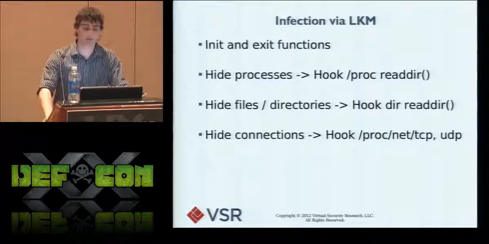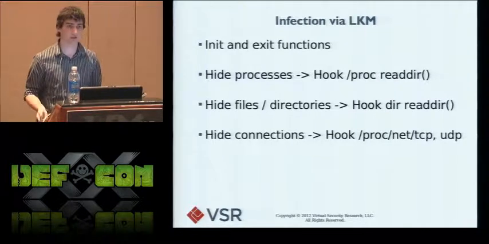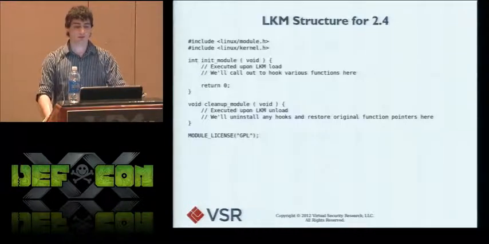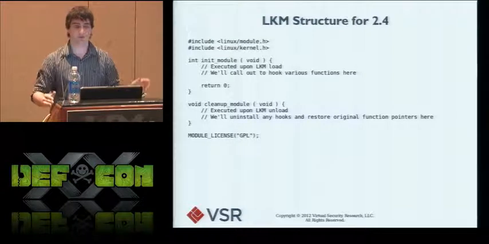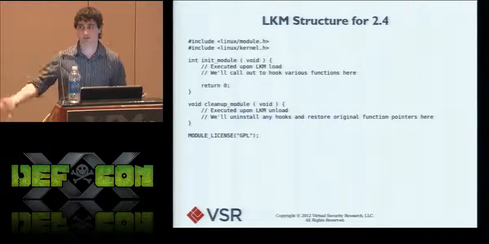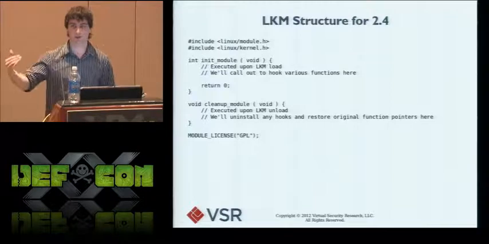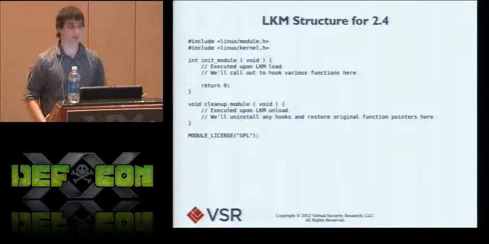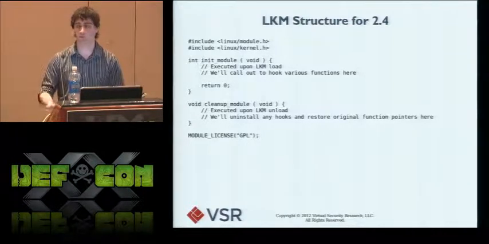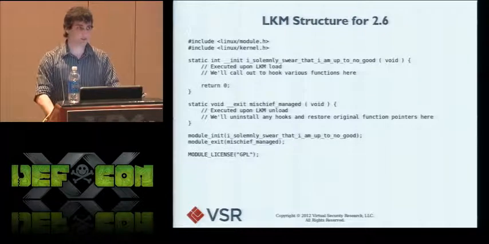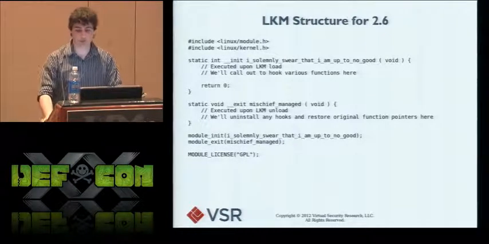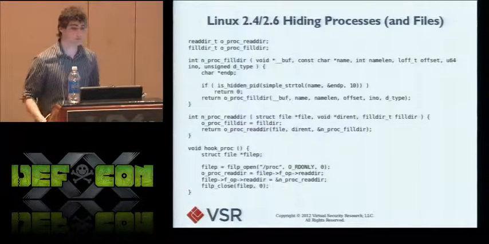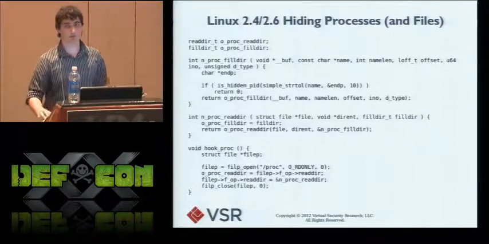So just a quick look at LKMs. You need an init and exit function that runs on install and uninstall. And if we want to hide processes, we simply hook the read directory function that's associated with the /proc directory. Every process running on the system is represented by a directory in /proc with the PID as the name. If we want to hide files and directories, we simply hook the read directory function associated with the folder that it's in. And if we want to hide connections, we simply hook the output functions associated with procnet, TCP, and UDP.